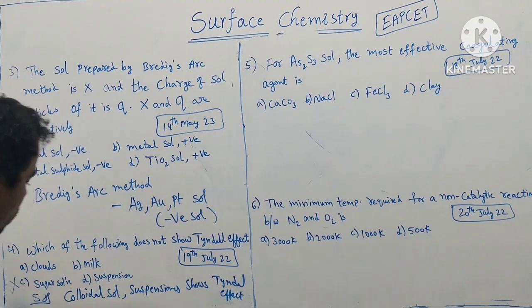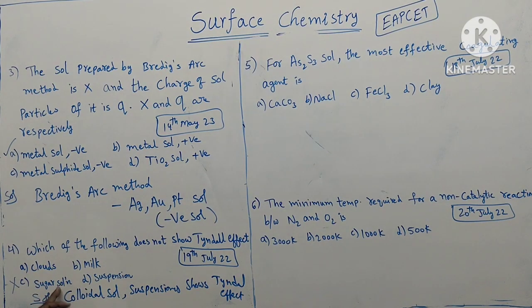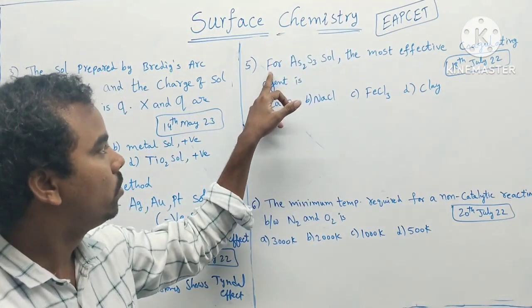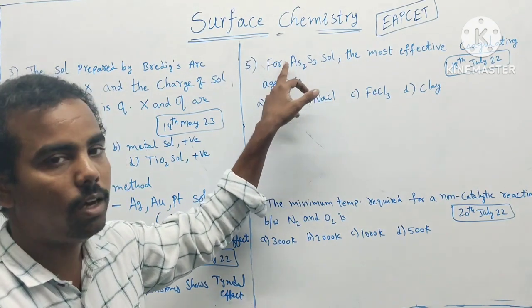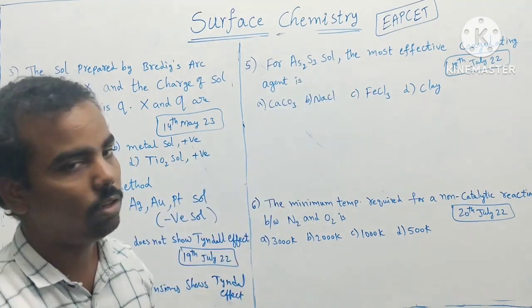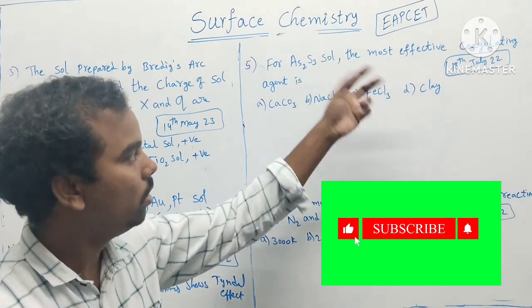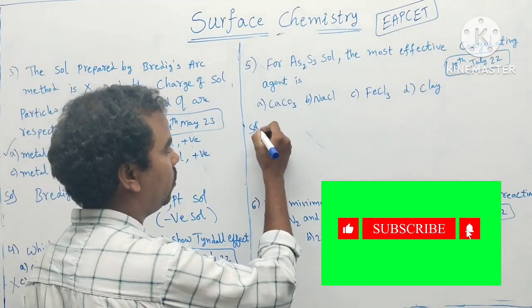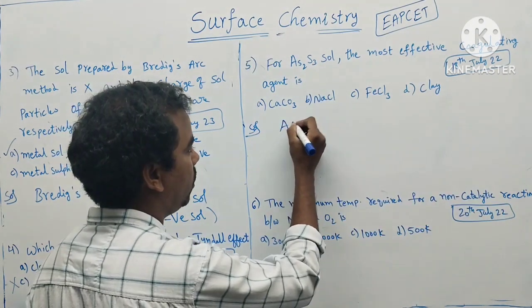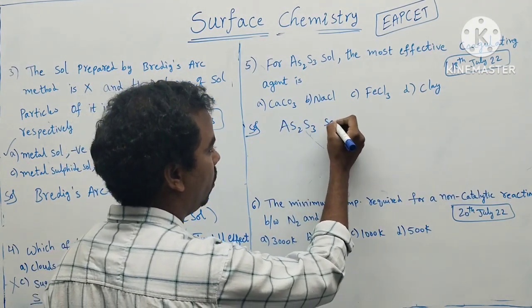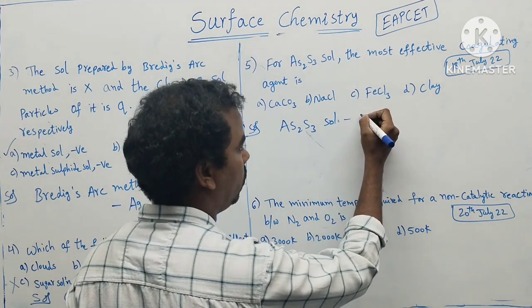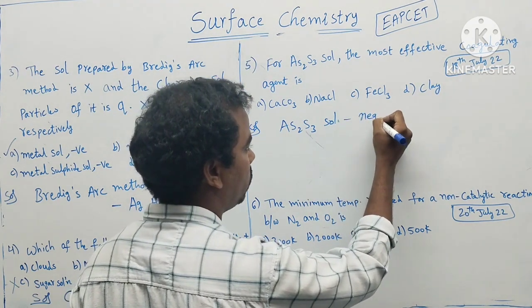So the remaining sugar solution is a true solution. A true solution does not show the Tyndall effect. Next question: for an As2S3 (arsenic sulfide) sol, that means a colloidal sol, the most effective coagulating agent is. So we know that As2S3 sol is a negatively charged sol. Remember, As2S3 sol is a negatively charged sol.